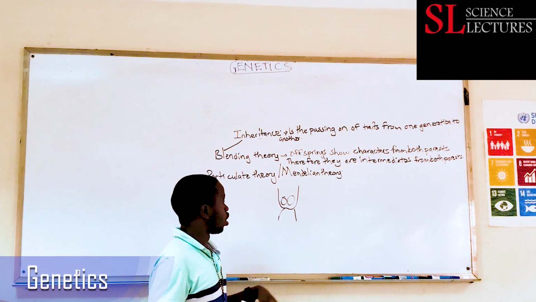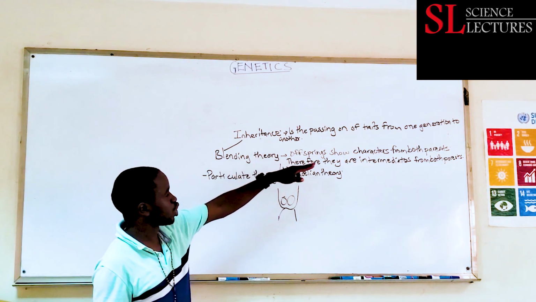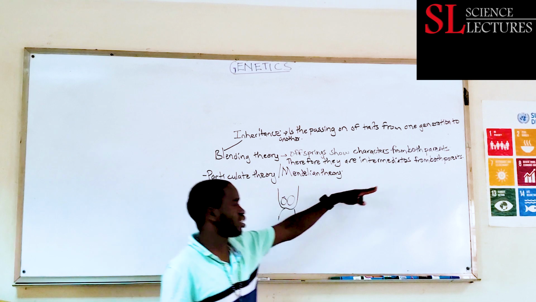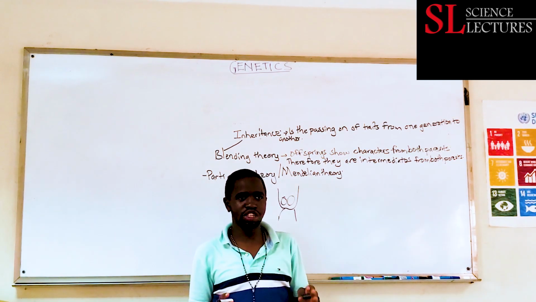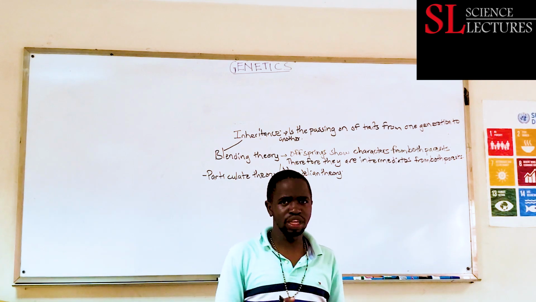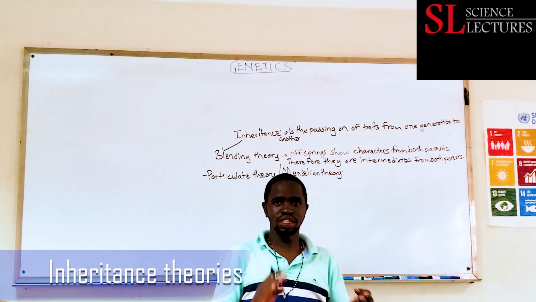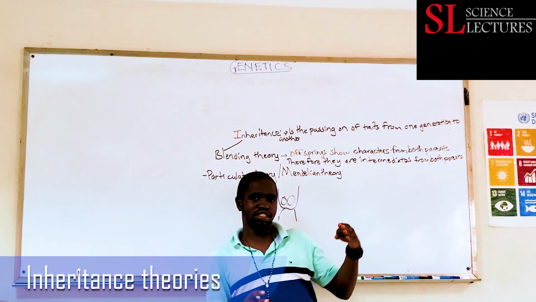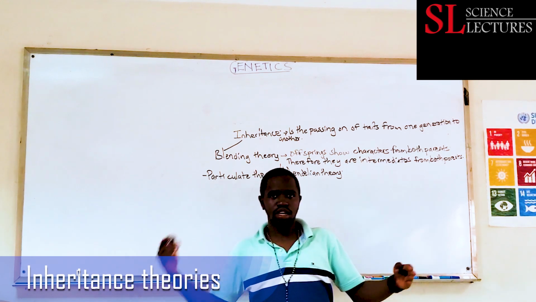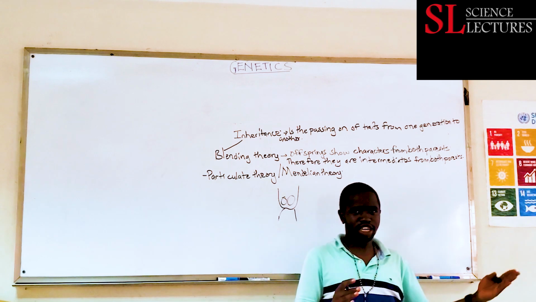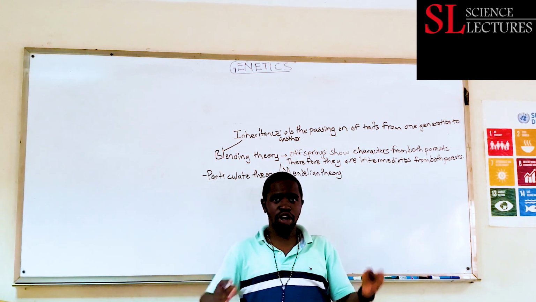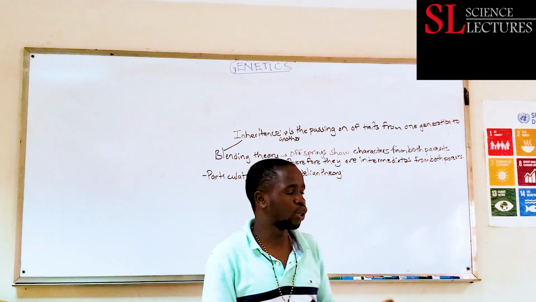So this theory states that whether I'm short, whether you're tall, whether you're brown, we show characters from both parents and we are intermediates. If my father is tall and my mother is short, I will neither be tall nor short. My height will be medium. If my mother is dark skinned and my father is bright skinned, I will be in between. Neither will I look like charcoal, nor like snow. I will be a blend of both.